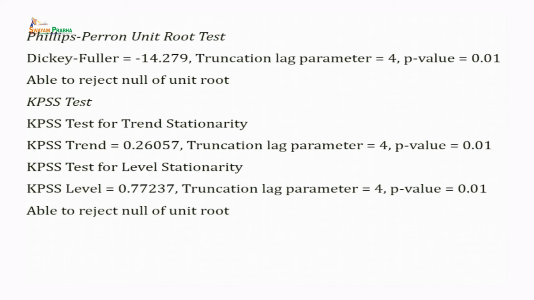Then we applied the KPSS test. So, the KPSS test for trend stationarity, the results are given here. The final outcome is that we are able to reject the null of unit root using the KPSS test also. So, the results of all the 3 test procedures are the same, the final results are the same.